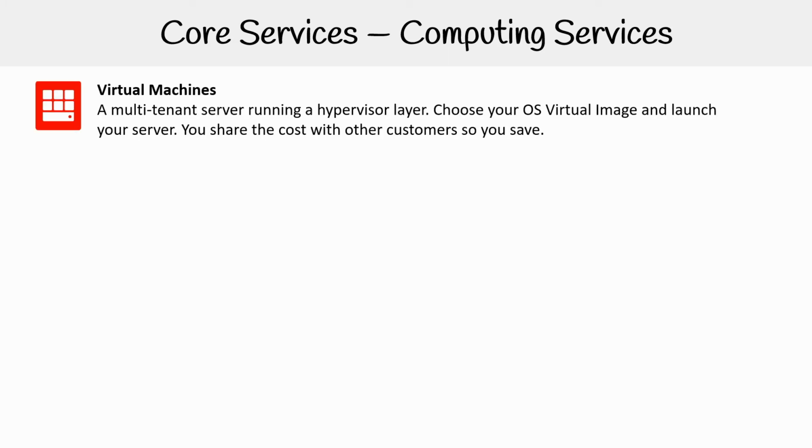So first on our list, we have virtual machines. A virtual machine is a multi-tenant server running a hypervisor layer. The idea here is you choose your OS virtual image and you launch your server. You share the cost with other customers, so you save.